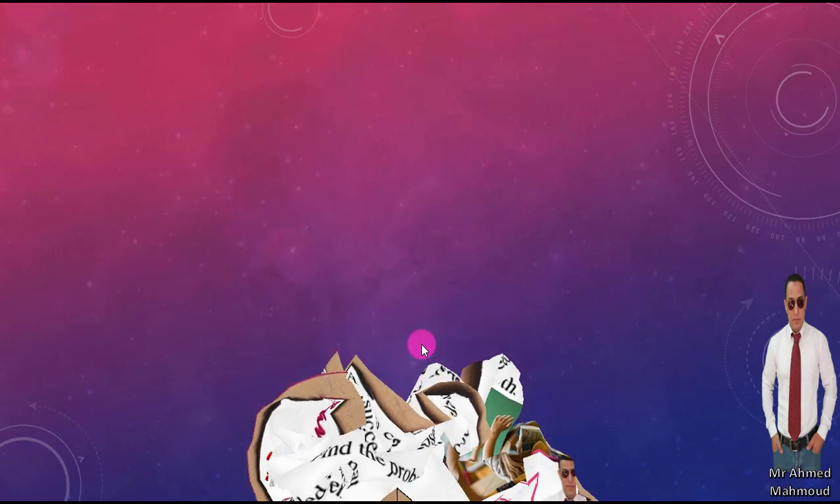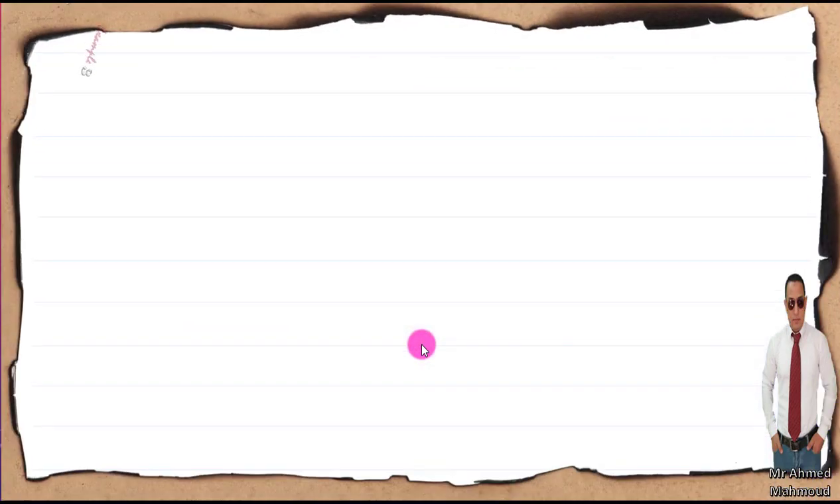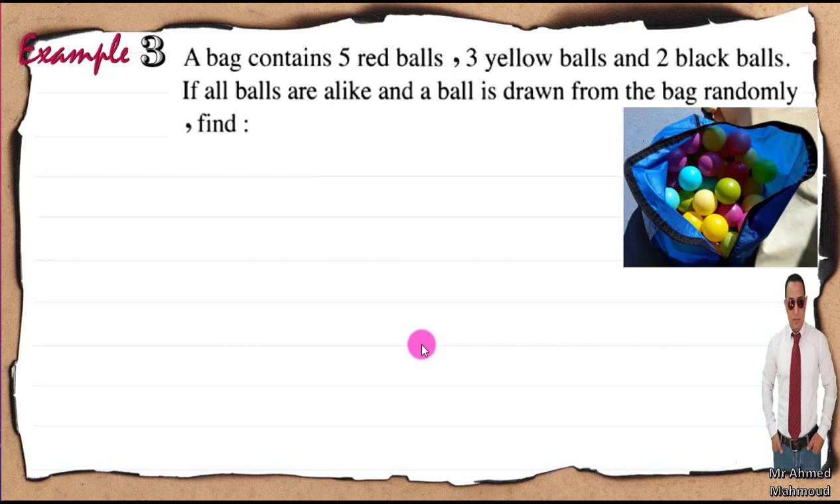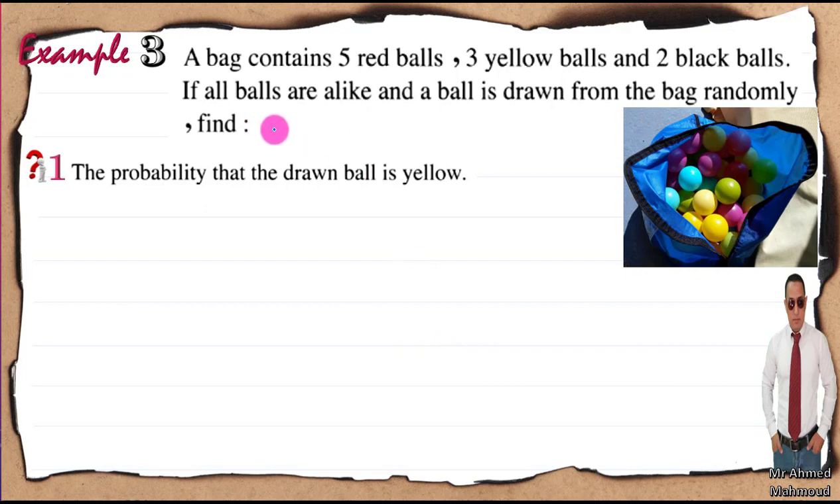Okay, another example. A bag contains 5 red balls, 3 yellow, and 2 black. Find the probability that the drawn ball is yellow. First, the total equals 5 plus 3 plus 2 equals 10. So the probability that the chosen ball is yellow is 3 over 10.